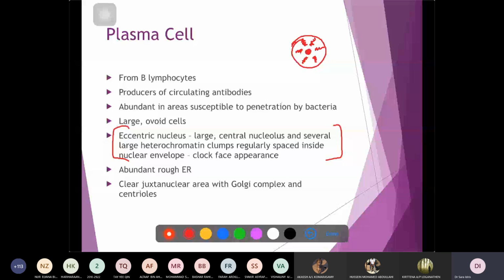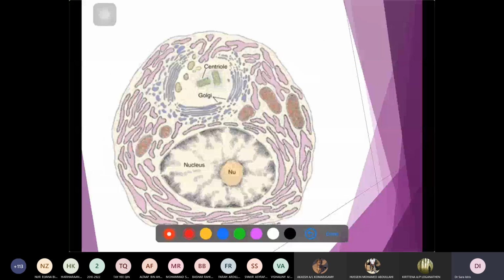If I show you a picture of a plasma cell, you can see this is your nucleus. That's your nuclear envelope surrounding the nucleolus, and then these are your heterochromatin clumps. They are spaced regularly, and it looks like a clock face.